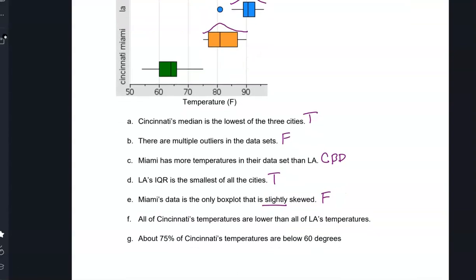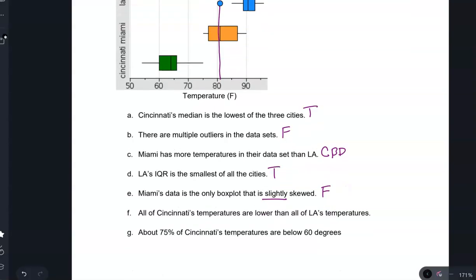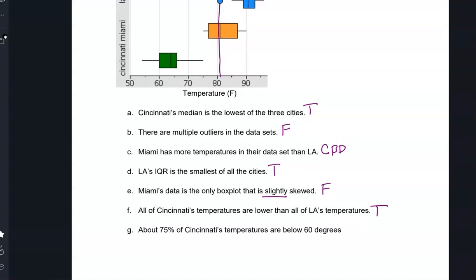All of Cincinnati's temperatures are lower than all of LA's temperatures. Okay, so here's Cincinnati's temperatures, here's LA's temperatures. If I'm looking at the lowest of LA, that is in fact true.